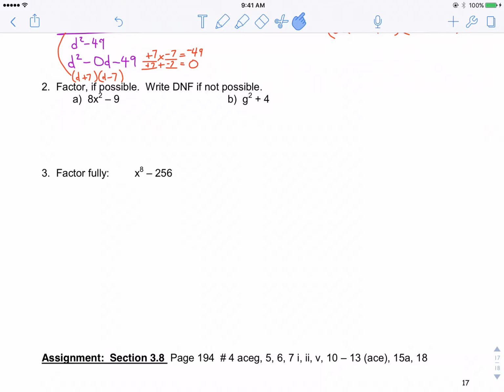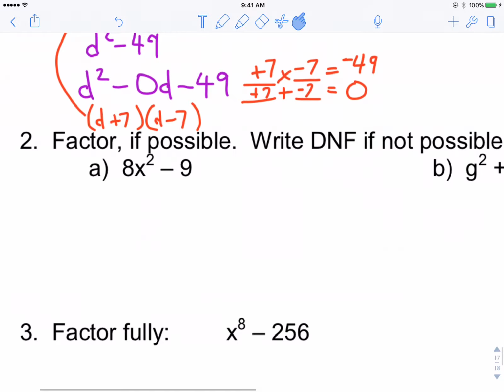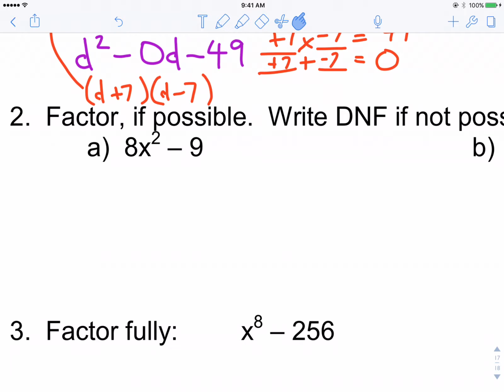Here we go, examples 2 and 3 for section 3.8. Factor if possible, write DNF if not possible. DNF means does not factor. So I look at A, 8x squared minus 9.